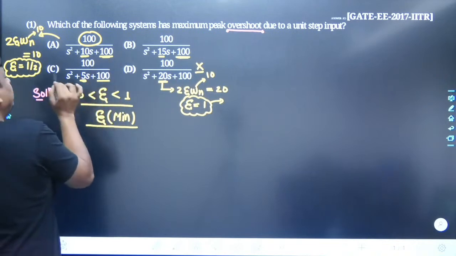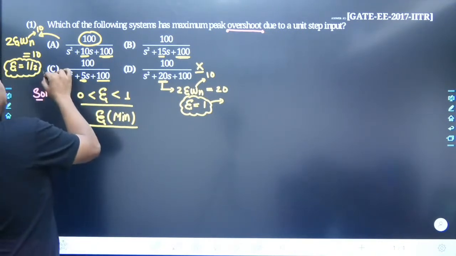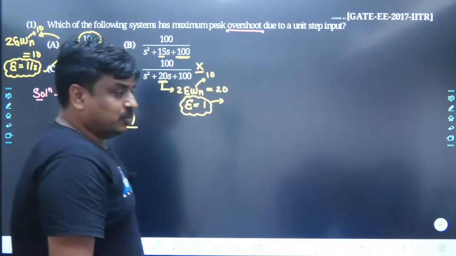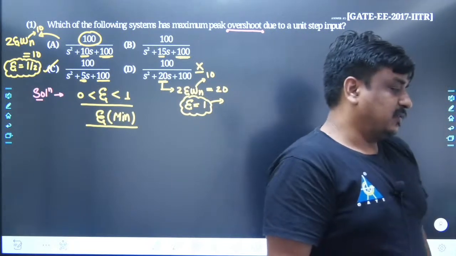Among A, C and B, the one with the minimal value of zeta is C. So the best answer is going to be option C. So the 3 different kinds of answers we have got.